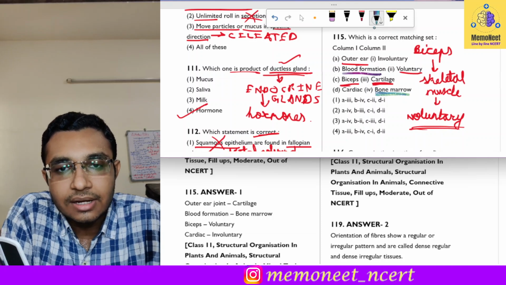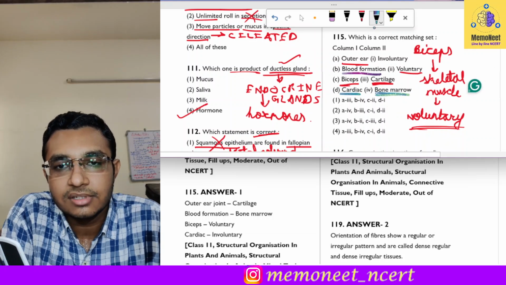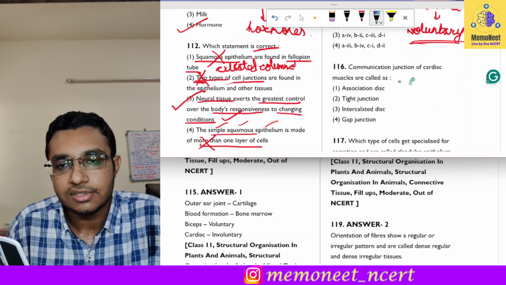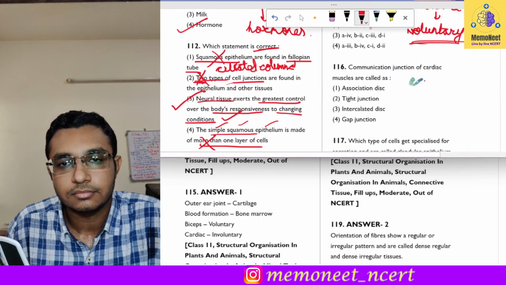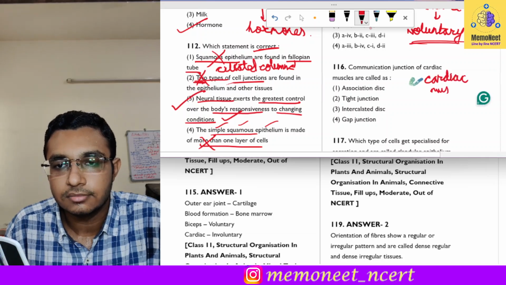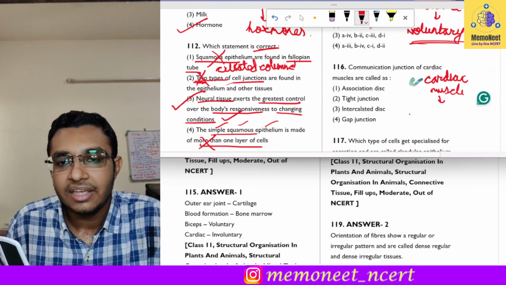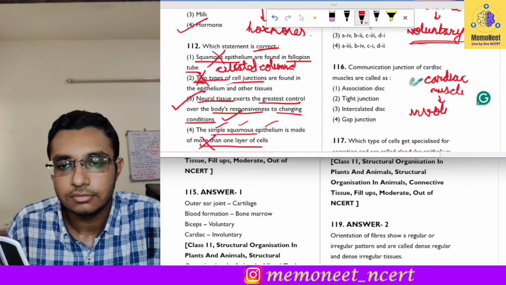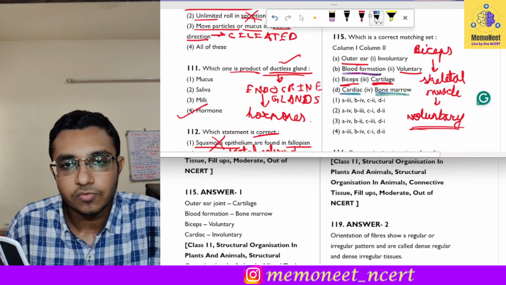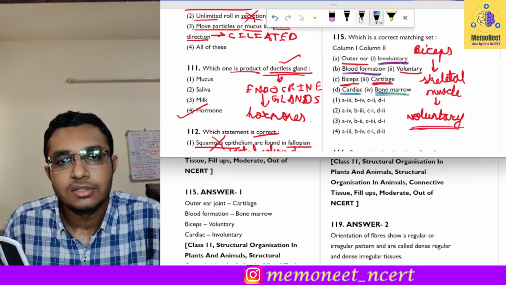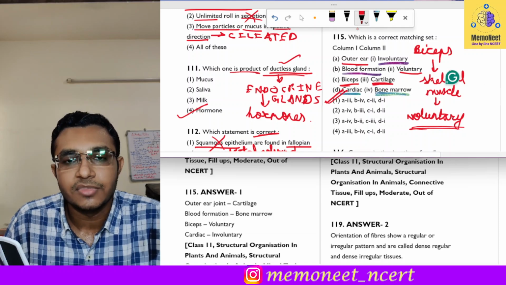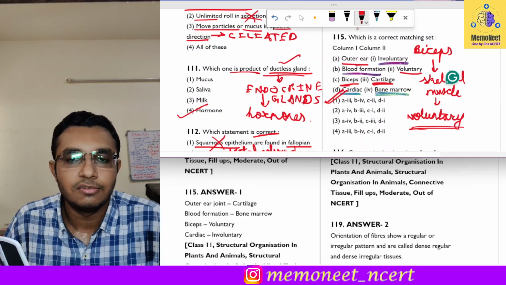Then D is the cardiac muscle. Now, cardiac muscles are what type of muscle? Okay, so let us see it here only. Cardiac muscles are involuntary in nature. Okay, so D goes with 1. Alright, so which is the correct option stating the correct matching? It is option 1. Okay, so the correct answer of this question is option 1.